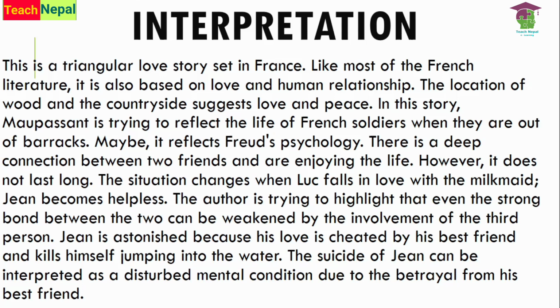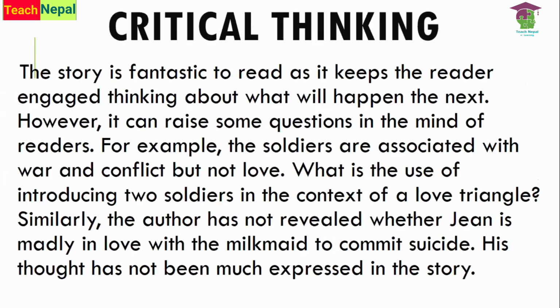Basically what we can understand is that two boys cannot love the same girl, or can fall in love with the same girl. Jean is astonished because his love is cheated by his friend, right? Jean also used to love that girl, or he had a type of feeling towards that girl. The suicide of Jean can be interpreted as a distraught mental condition, right? He was mentally distraught, so because of that, he thought that his friend betrayed him. होइन साथीले धोका दिएको कारणले गर्दा चाहिँ अथवा धोका पाएँ भन्ने फिलिङ भएर चाहिँ उसले सुसाइड गरेको हुन्छ.